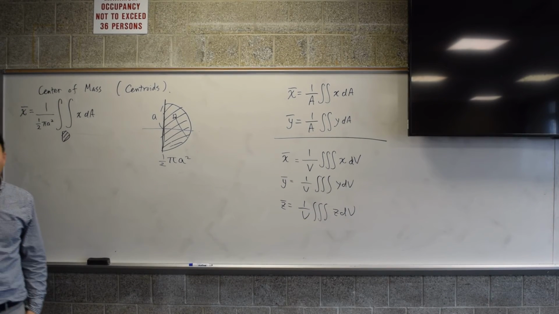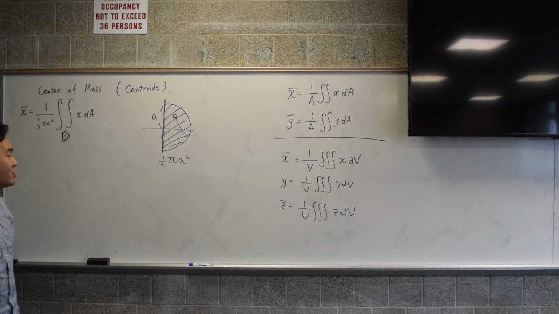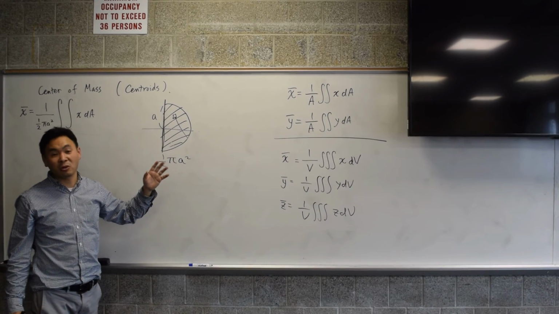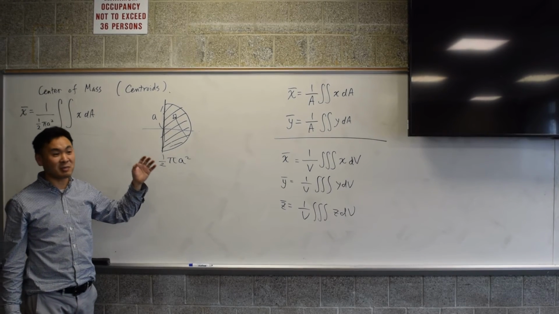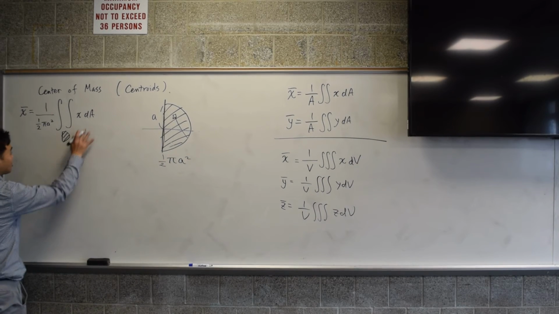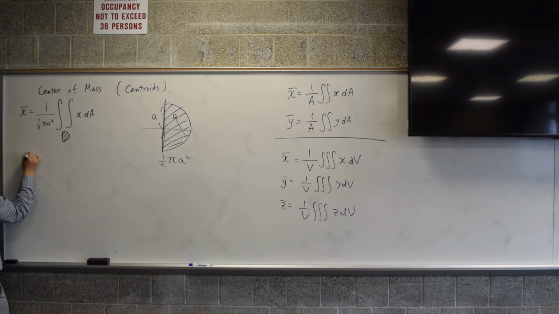Which is the most convenient one? R dθ. Why do you think so? Because it's a circular region. For a circular region, polar coordinates are the best. It makes the computation easiest, right? So it gives you the easiest computation. Okay, so let's try that.